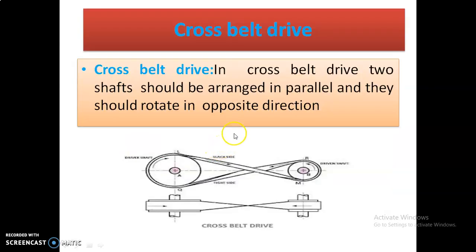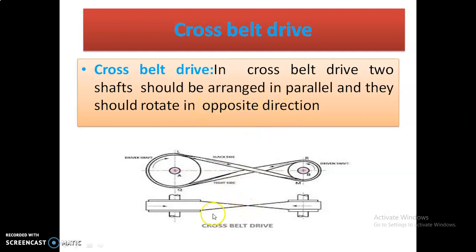Next, cross belt drive. What is cross belt? What happens in the cross belt drive? In cross belt drive, two shafts should be arranged in parallel, same as open belt drive, and they should rotate in opposite direction. This is the difference between cross belt drive and open belt drive. In open belt drive, both shafts rotate in same direction, but in cross belt drive, the two shafts should rotate in opposite direction.